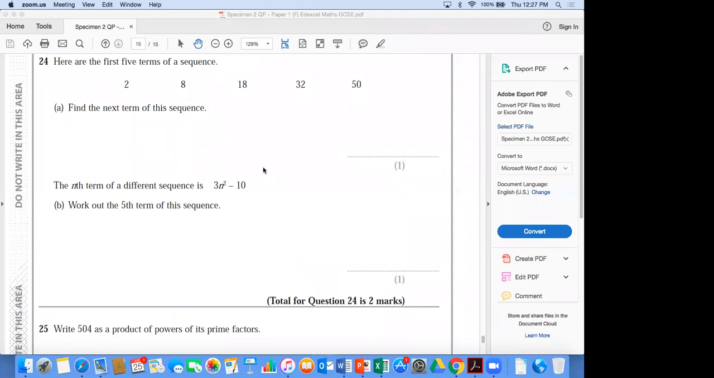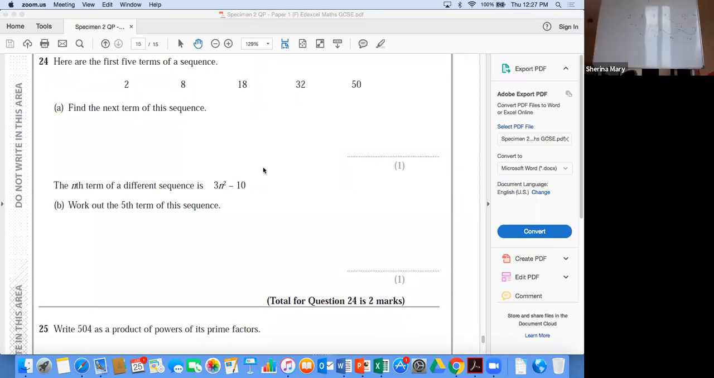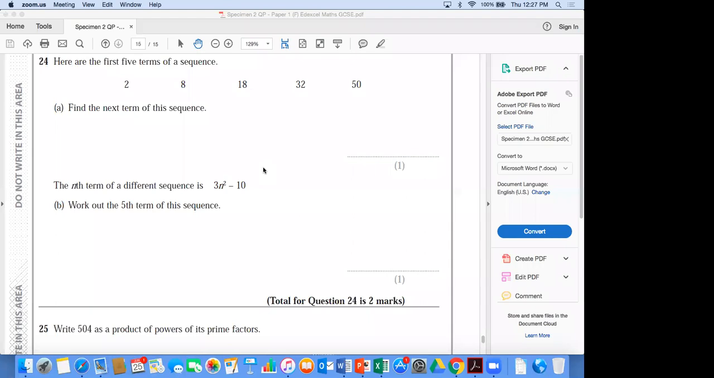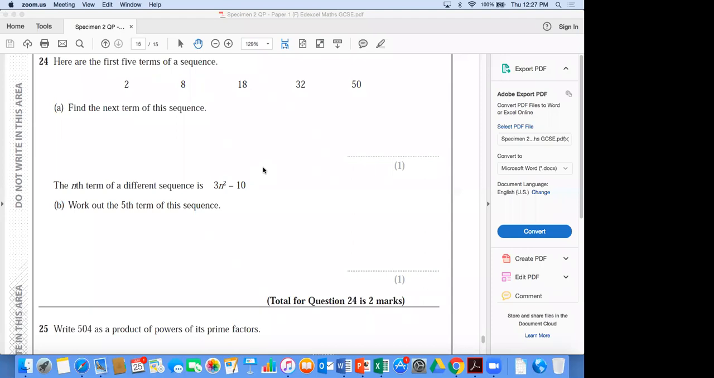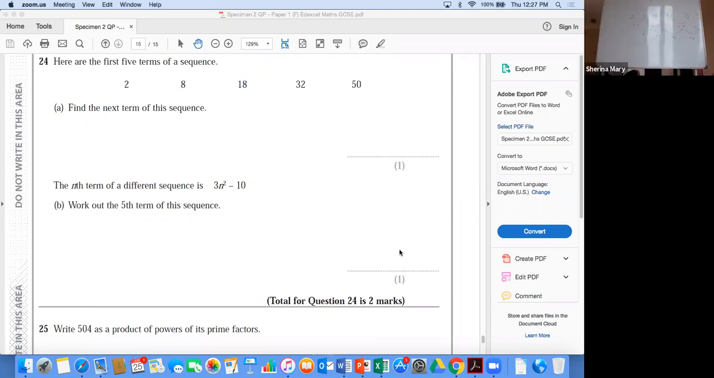So what do you do? Have we learned this before? Just from the question, what will you do? Change n into 5. So 5 squared will be 25. 3 times 25 is 75, and then minus 10, you'll get 65.